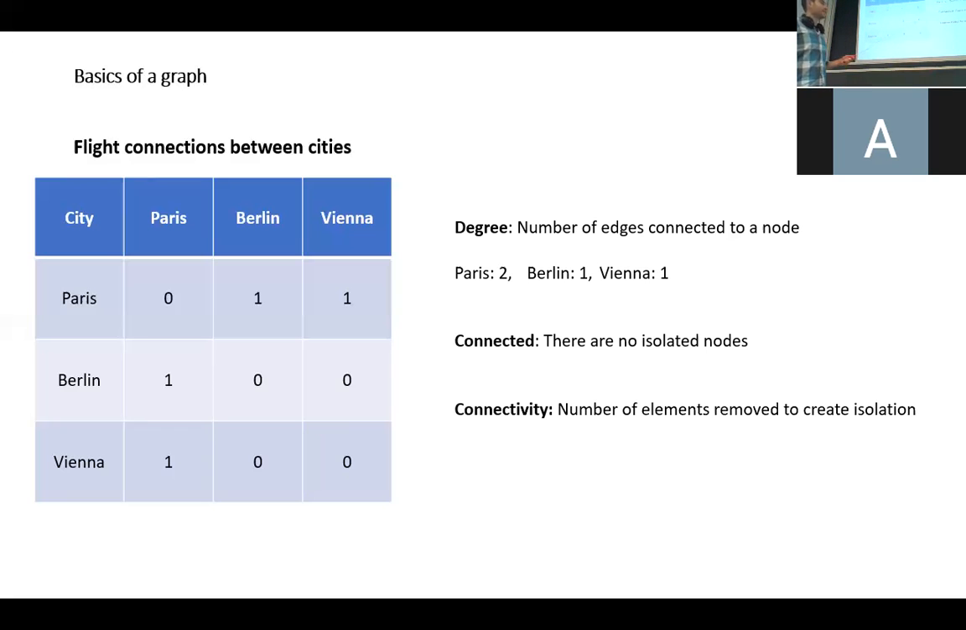And connectivity is the number of elements removed to create isolation. For example, here, if I remove Paris, what would happen? As a node and its connections, the network disappears, right? Because here, without Paris, it's 0, 0, 0, 0. There is no connection left. So the connectedness goes down. Of course, if we have a lot more nodes, this would be different. But for this particular network, its connectivity is 1, because if I remove Paris, we created isolation in the network. Is this clear?